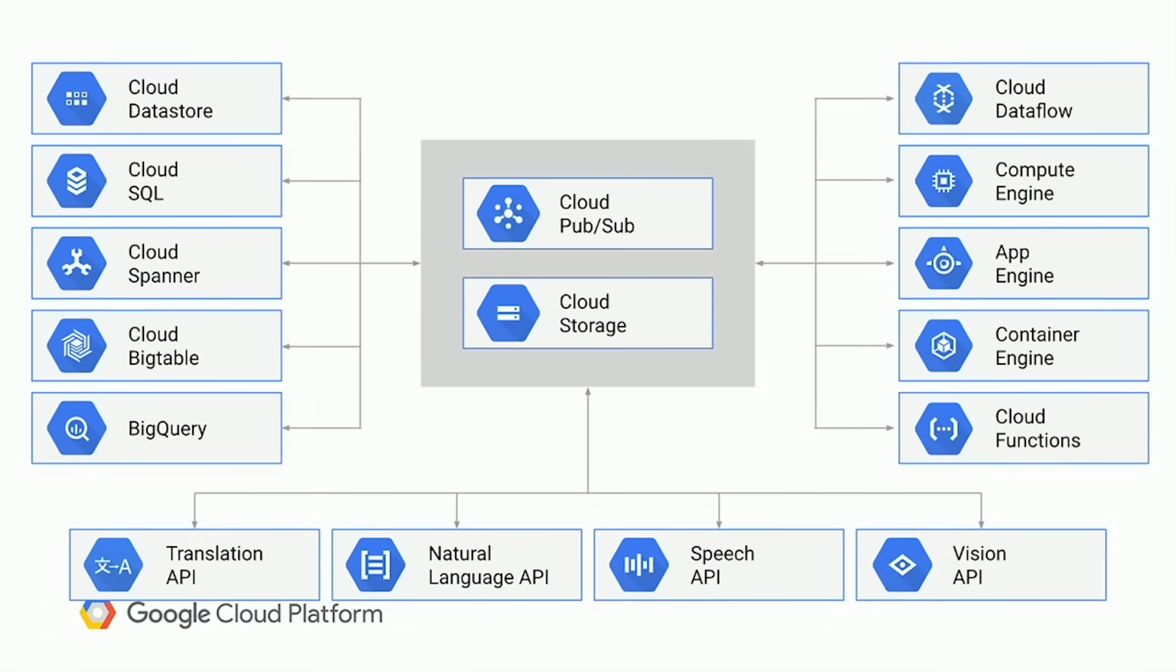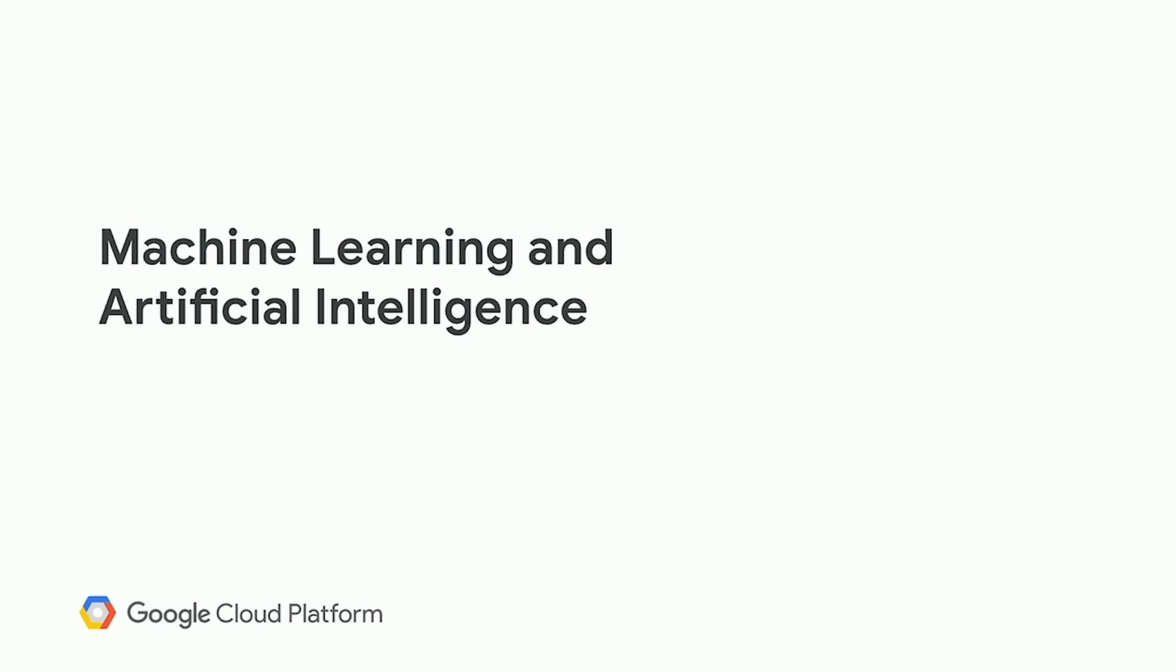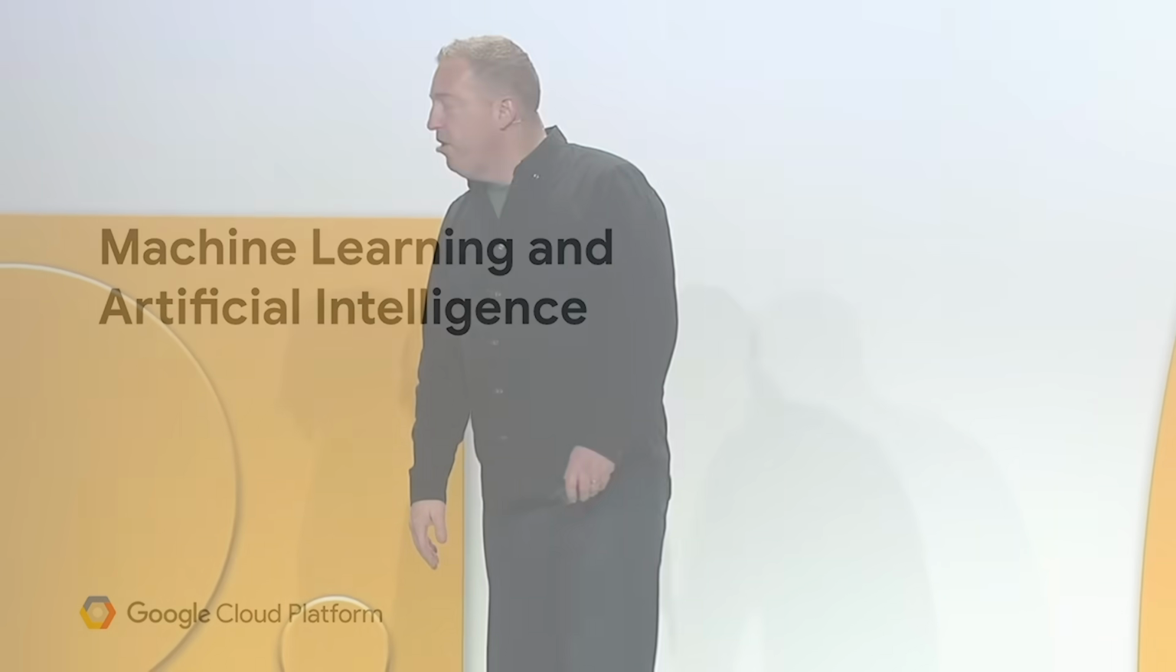So it's important to note that Cloud Pub/Sub and Cloud Storage form sort of a bus, so if you need to talk between any of our services, that's probably going to be one of these two that you use to do it, with Cloud Storage being for unstructured data like just a file, whereas Cloud Pub/Sub will do messages for you. All right, we're going to switch to machine learning and artificial intelligence.